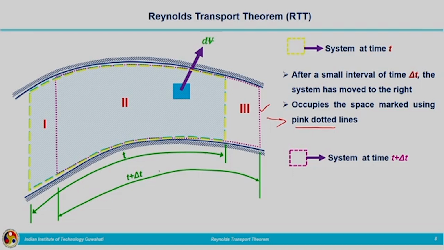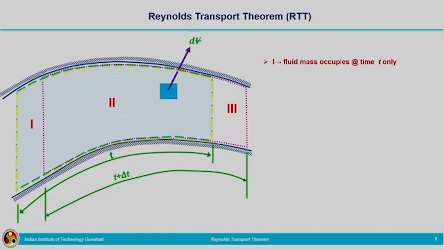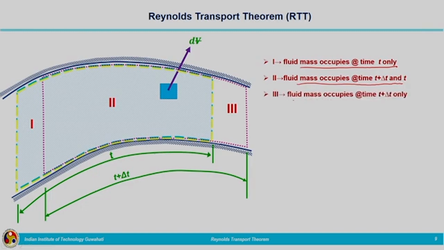When the time has changed to t plus delta t, the system has moved towards the right-hand side and it is occupying a new region, represented by region 2 and region 3. Region 1 is the region where the fluid mass is present at time t only. Region 2 is the region where the fluid mass is present at both time t plus delta t and t, and region 3 is the region where the fluid mass is present at time t plus delta t only. This should be very clear. We have divided the regions into 3. Region 1 is occupied by the flow which is entering the control volume, that is only there at time t. As time changed to t plus delta t, the system has moved to regions 2 and 3, but there is no change as far as the control volume is concerned.